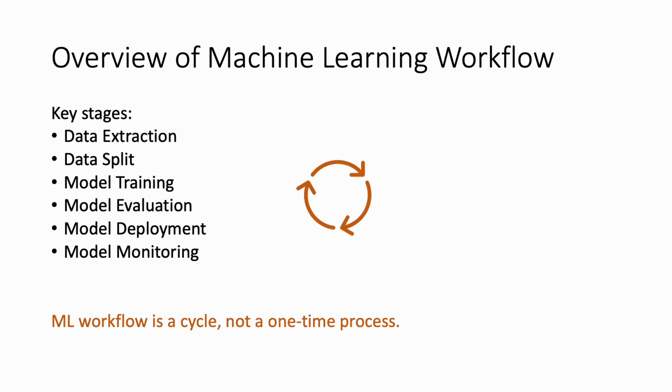Machine learning workflow is a cycle, not a one-time process. We don't just go through these steps once and consider it finished. Machine learning is about continuous improvement and adaptation. The real world is dynamic. Data evolves and model performance can drift over time. This cyclical workflow allows us to continuously learn, refine, and maintain our models, ensuring they remain effective and valuable in the long run.